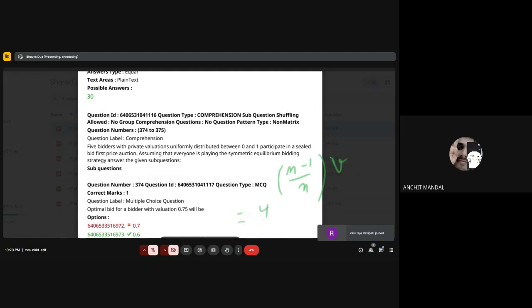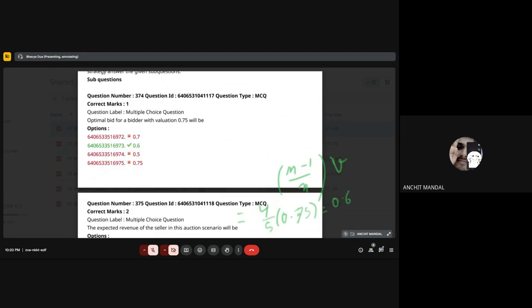So this is 4/5 of 0.75. 0.6. Yeah, 0.6. Expected revenue of the seller is going to be n minus 1 over n plus 1. So 4 by 6, 2 by 3, which is 0.5. 2 by 3, 0.66. No, no, 2 by 3.